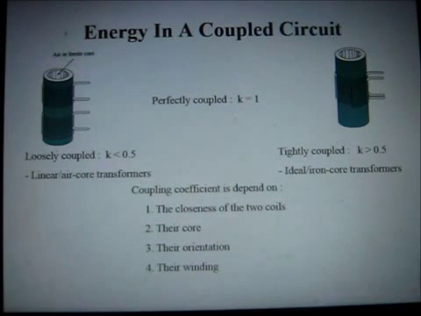Now the more important point, coupling coefficient depends on four factors. The closeness of the two coils. The closer the two coils are, the more mutual inductance there is among them, the more induced EMF, and hence more induced current. The core. The ferromagnetic core is used for the maximum flux linkage. The more the flux linkage, the more the induced EMF, and hence more induced current. Their orientation. Orientation is very important. Either they are loosely coupled or tightly coupled, that depends on their winding. This winding also decides the coefficient of coupling.